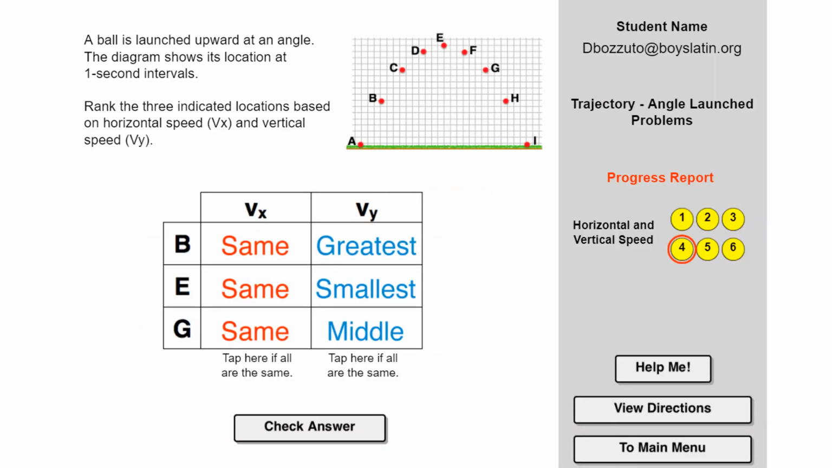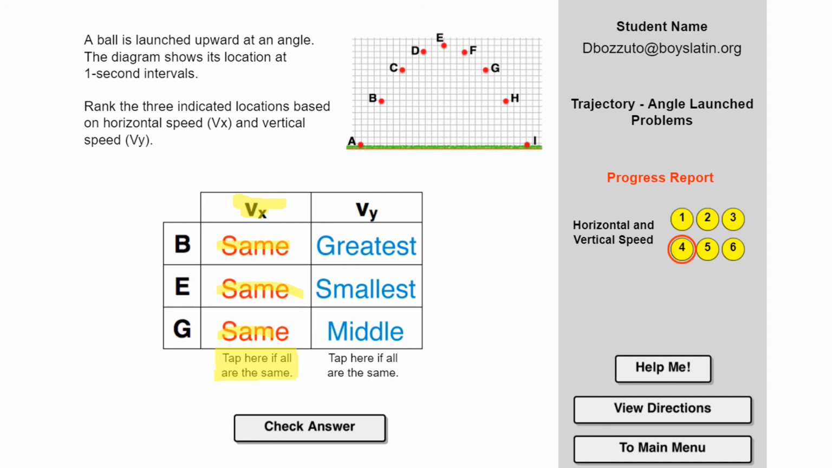Now, the next set of problems on angle-launched problems might actually be even a little bit easier now that we've done all that practice. Essentially what it's saying is rank the following spots based on greatest to least horizontal or vertical speed. Now I'm going to give you a hint. In projectile motion, you know that the horizontal speed is always going to be the same. Look at this. If you're just listening to me, you have to look at the screen.